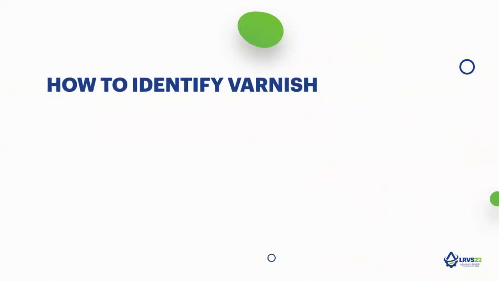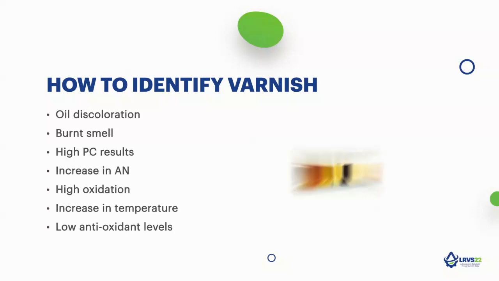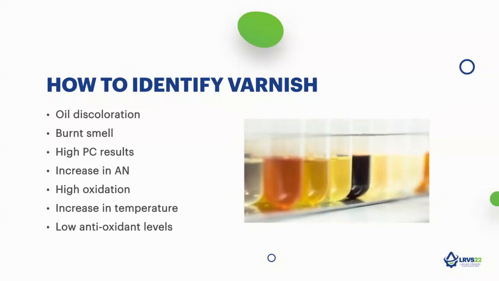How do we identify varnish? So there are several different things that you can do that are field tests to help with that. Oil discoloration, you will start to see the oil be like a light yellow, clear, amber color, and over time it will darken to like a reddish, amberish color, brown. You can smell the burnt smell. You might see high particle count results. So if you have been actively filtering your system, but you're not seeing your particle count results decrease, that might be an indication that you might have varnish that's solubilized in the oil. Increase in acid number.